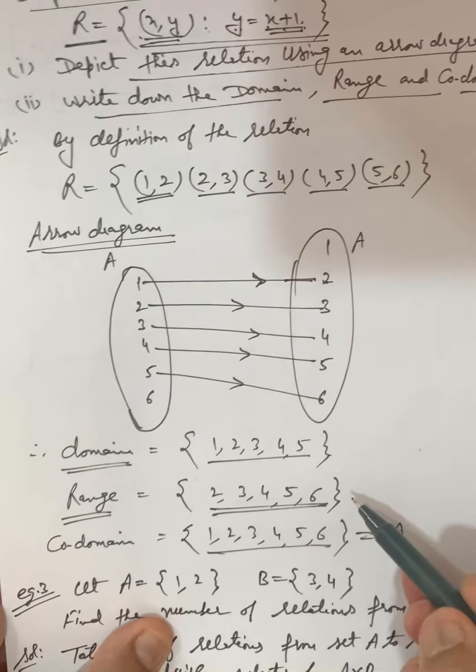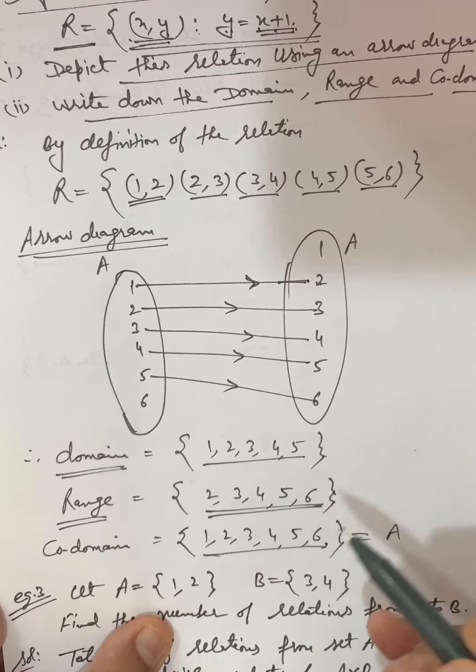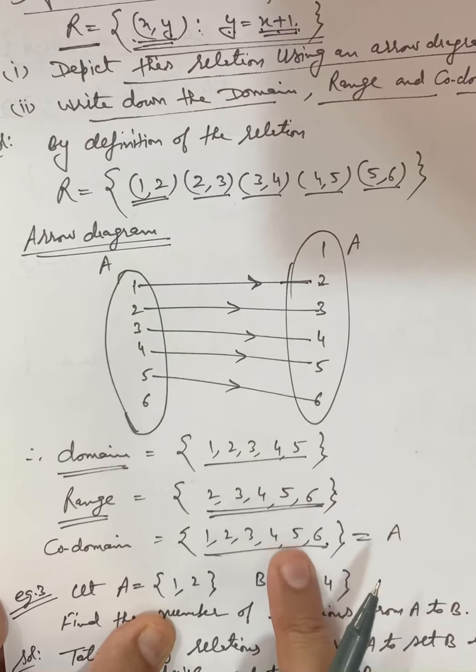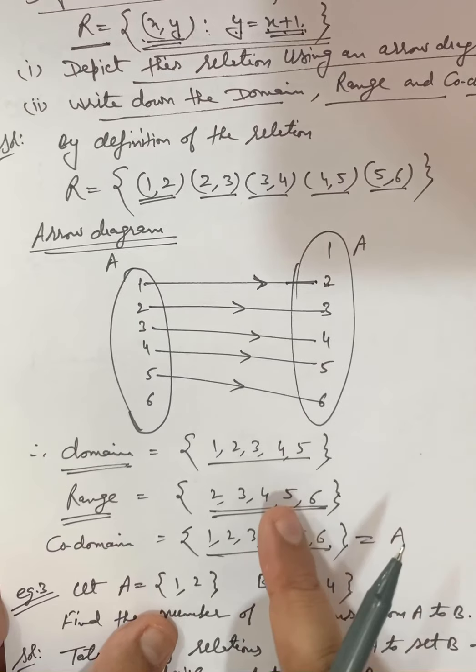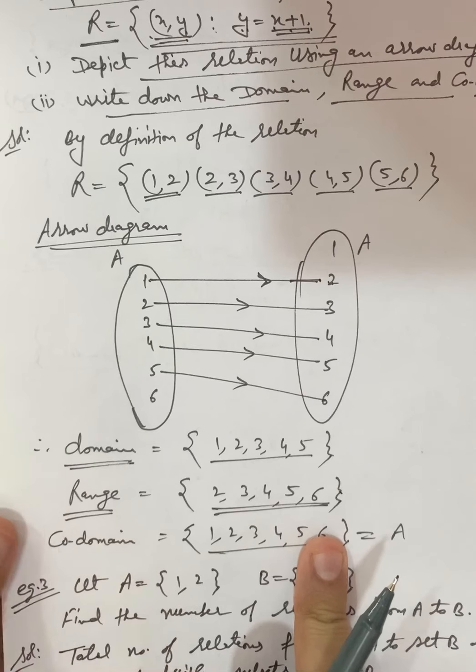Now here see, range is always a subset of the codomain. All its elements will surely be in it, because we take the elements of the range from B. So range will always be a subset of the codomain.